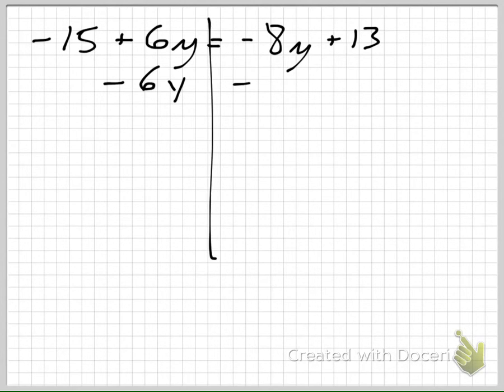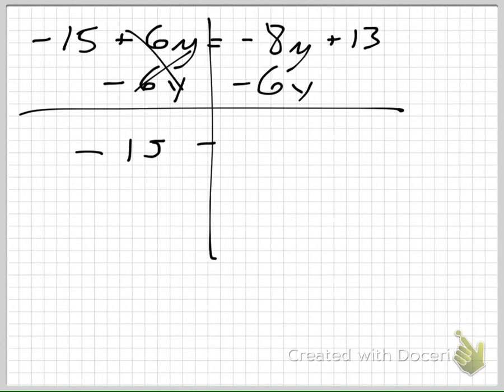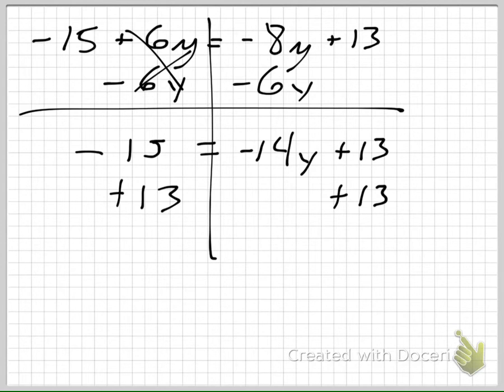But even if you didn't, look. Minus 6y. Negative 15 equals, what is negative 8y minus 6y? Negative 14y plus 13. I add 13. Oh, why would I add 13? I wouldn't. Minus 13.